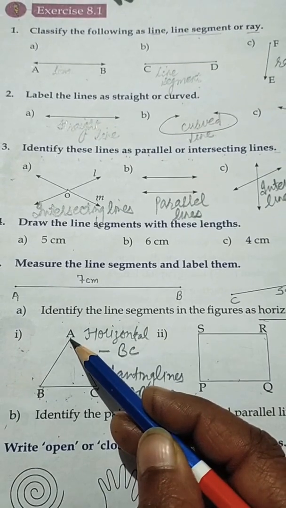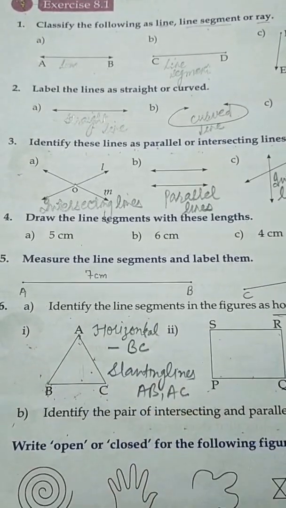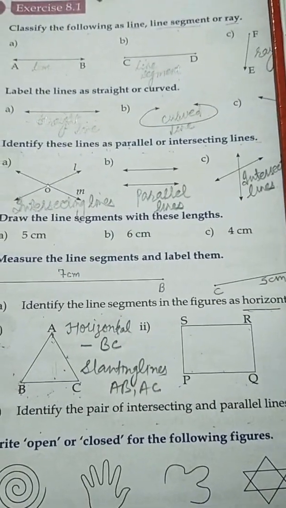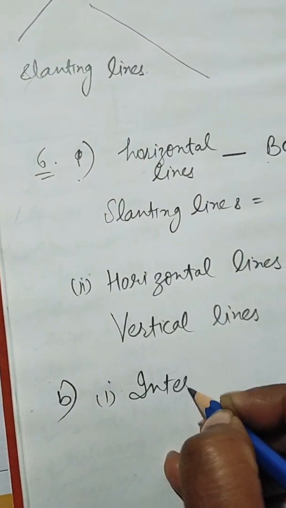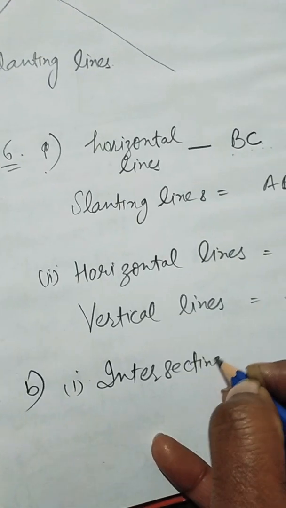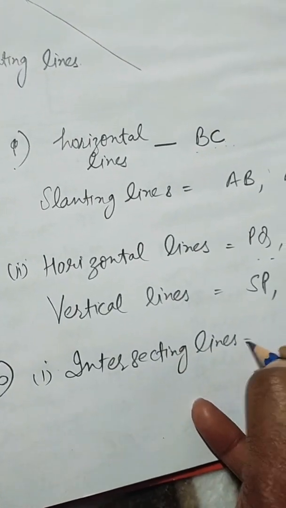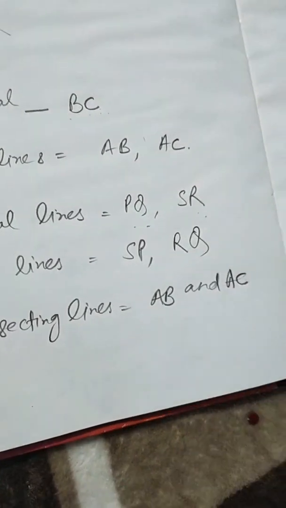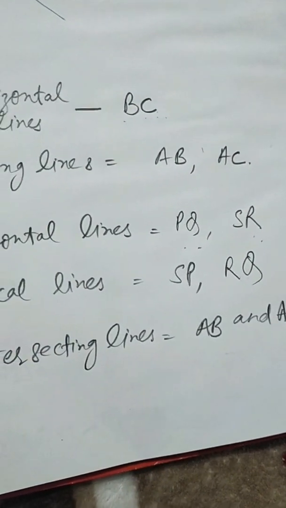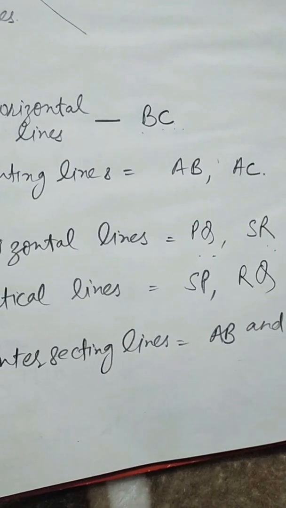These both meet at point A and intersect, that's why these are the intersecting lines. Yes, in the first diagram the intersecting lines are AB and AC. These both are the intersecting lines, and in this shape there is no parallel line.